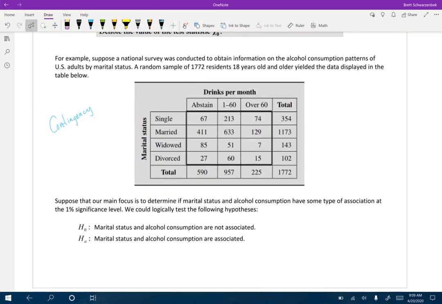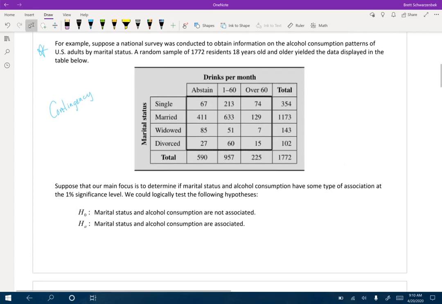Okay, so let's return to our example. It says, suppose a national survey was conducted to obtain info on the alcohol consumption patterns of U.S. adults by marital status. A random sample of 1,772 residents, 18 or older, yielded the data displayed in the table below. So basically we have single, married, widowed, divorced as the categories for marital status. For alcohol drinks per month, we have abstaining, 1 through 60, and then the dreaded over 60.